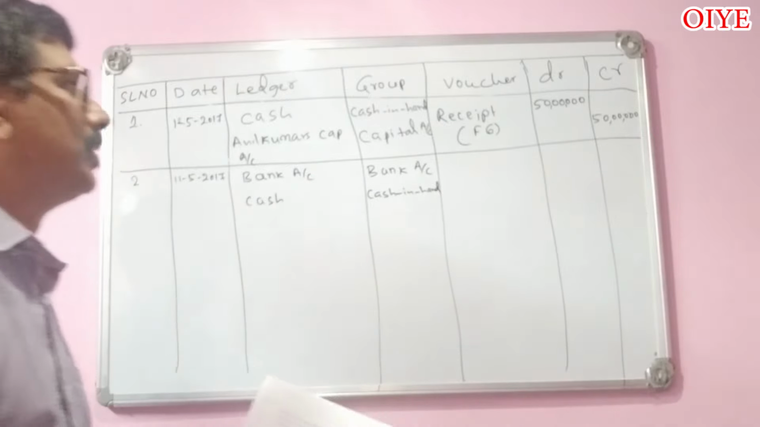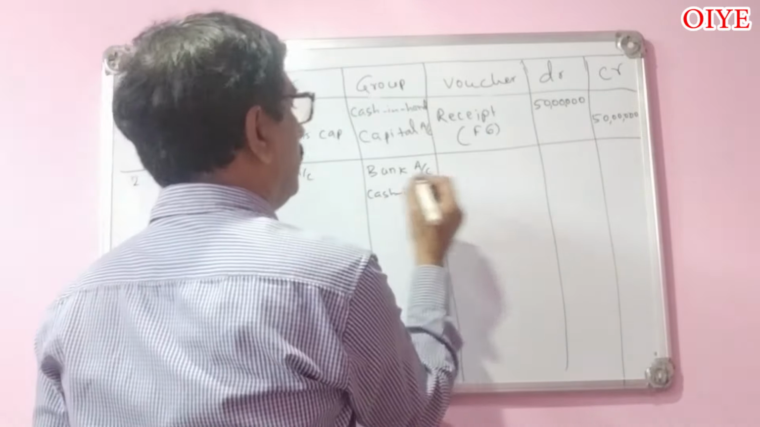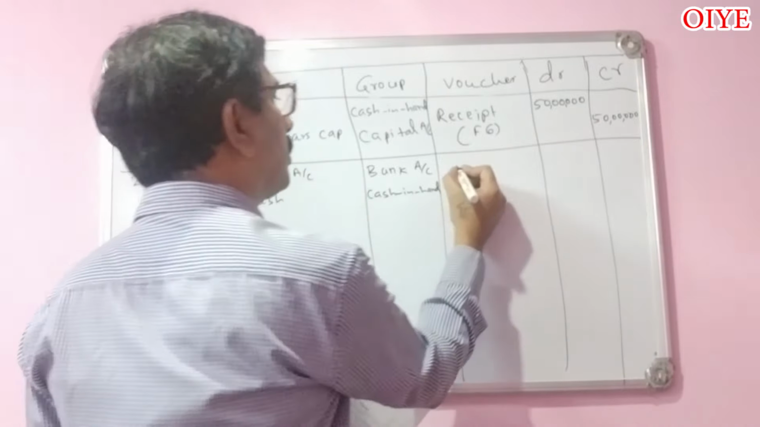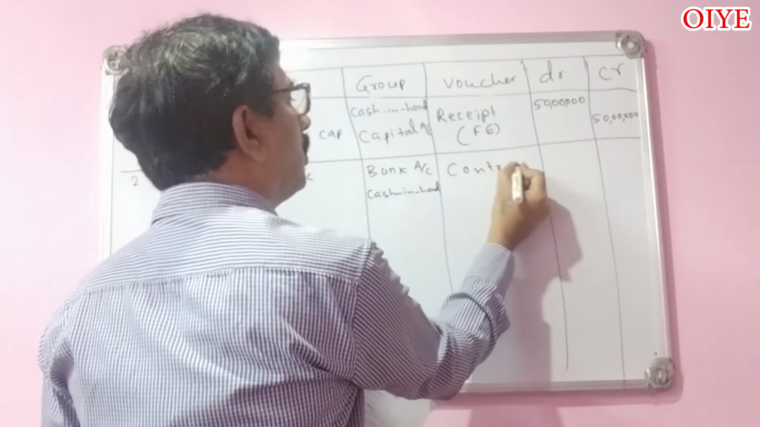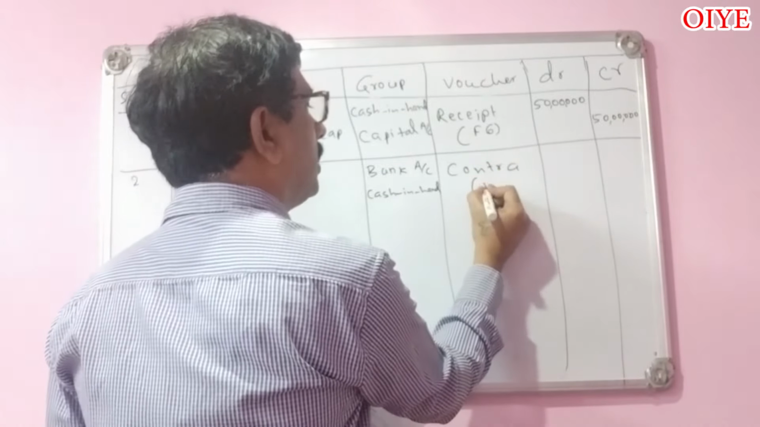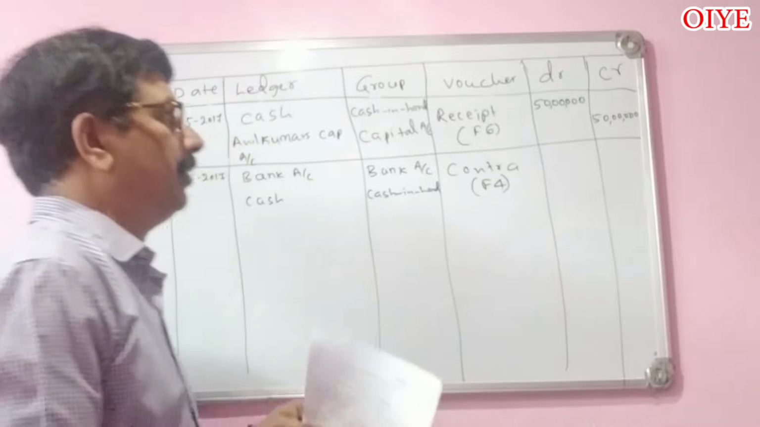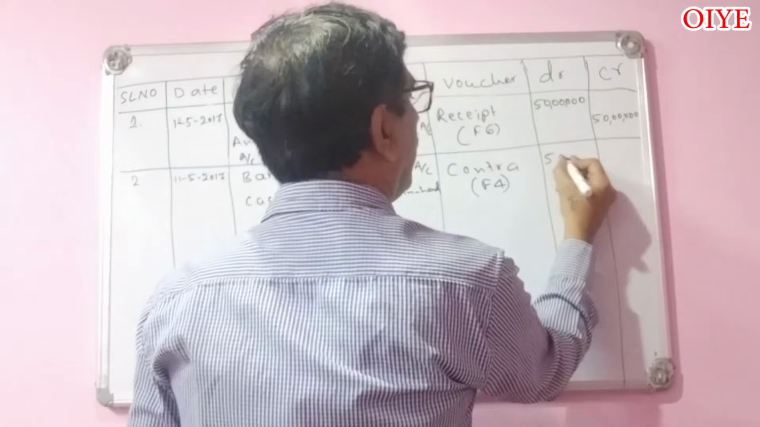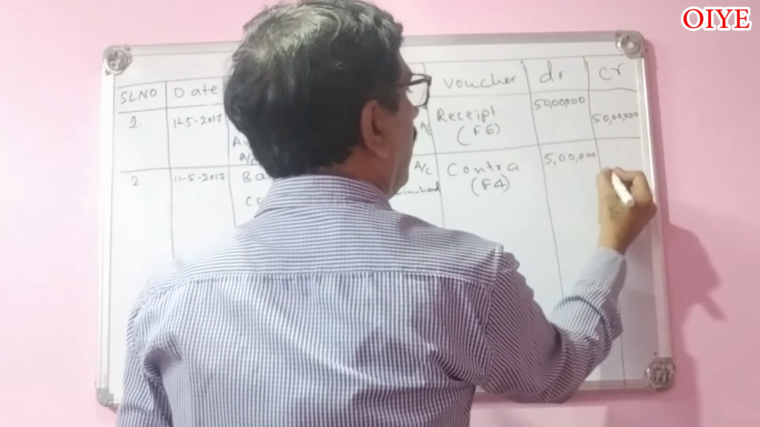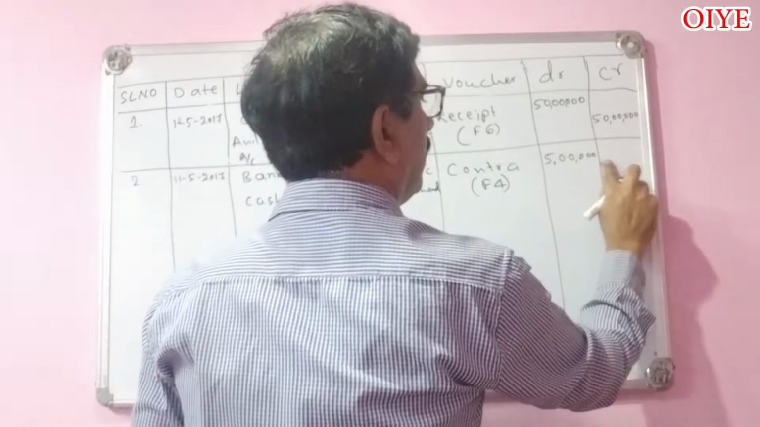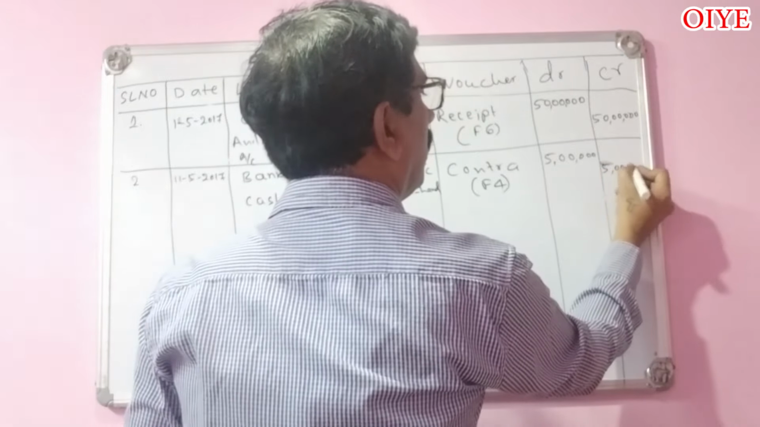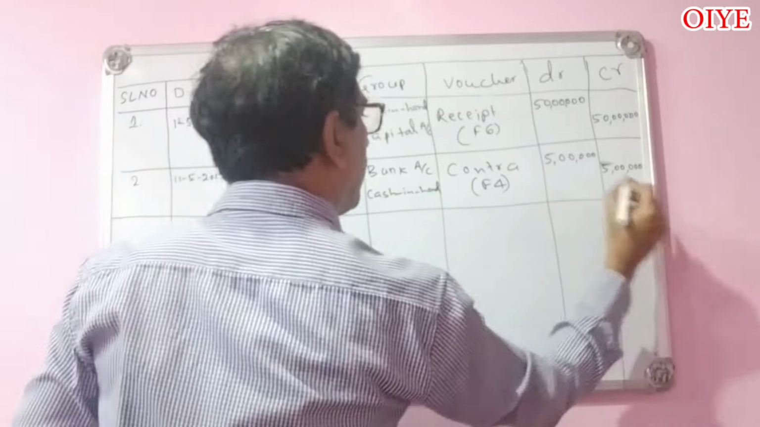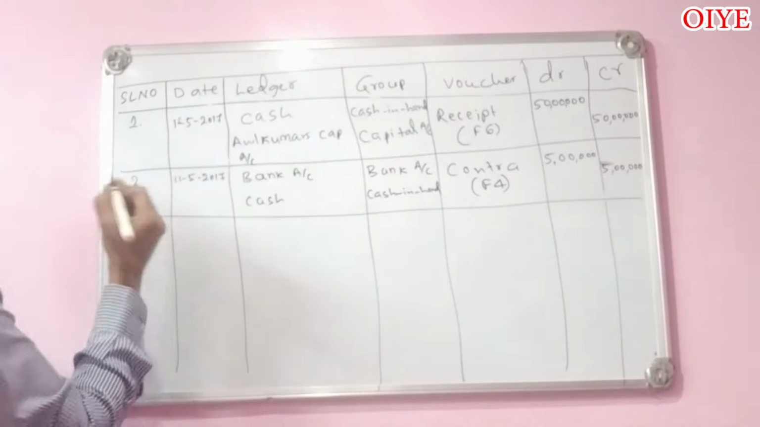There are 6 subgroups in current asset. Now it is an internal adjustment between cash and bank account, so we will call this entry as contra. We need contra voucher. And the shortcut key F4. And the amount is 5 lakh. So 5 lakh debit and 5 lakh credit. So the second entry is over. Just put one line and then take third entry.